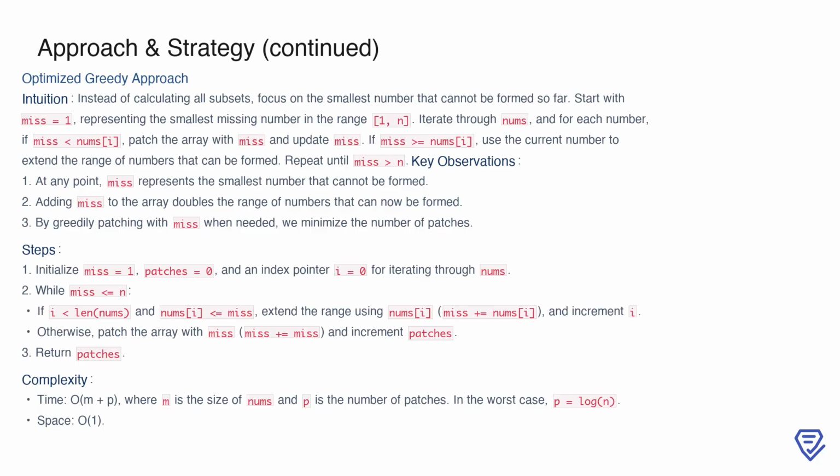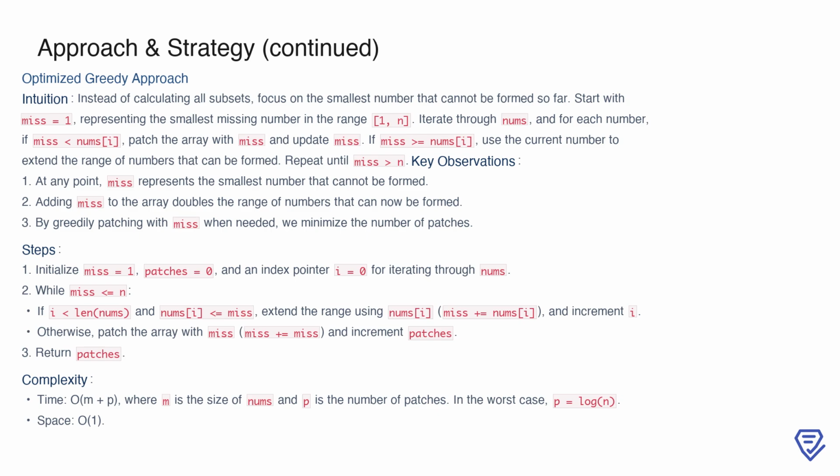The key insights here are that miss always represents the smallest unformable number, and adding miss doubles the range of formable numbers. By focusing on this smallest number and patching only when necessary, we minimize the number of patches required. The algorithm involves initializing miss, an index pointer, and a patch counter, then iterating through the array while making decisions based on the value of miss.